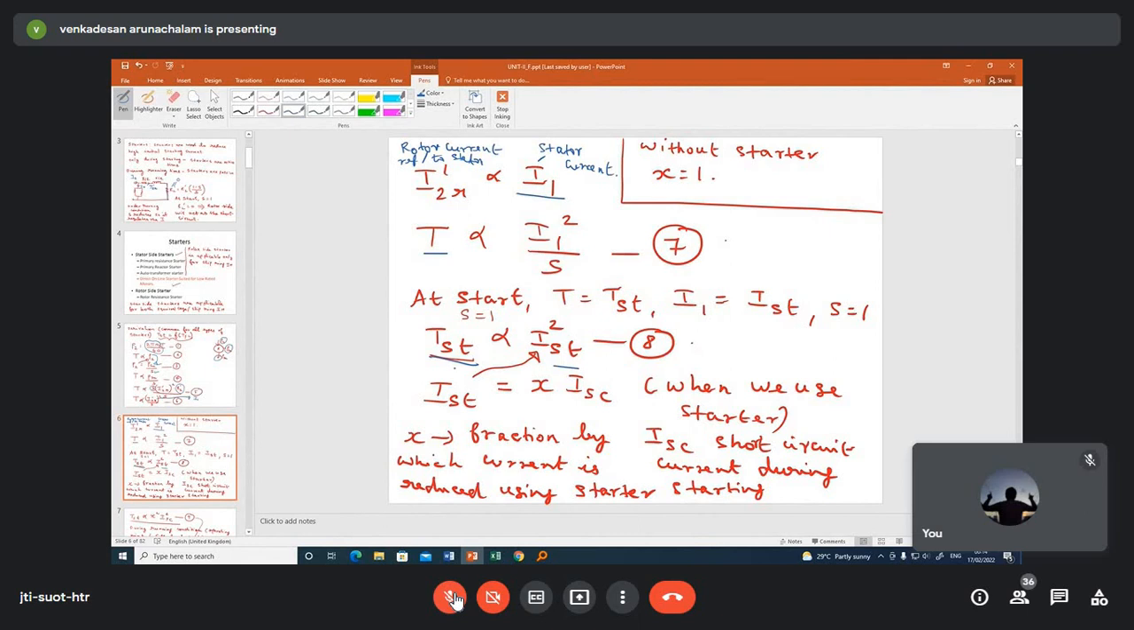And the starting current, I can write as X times the short circuit current, when we use a starter. The starting current I can write as X times short circuit current. Right? What do you mean by short circuit current?